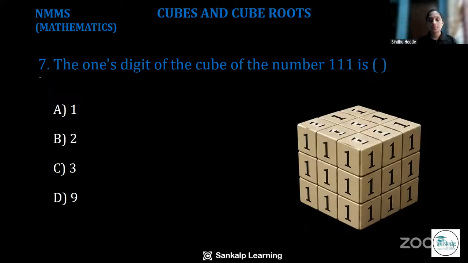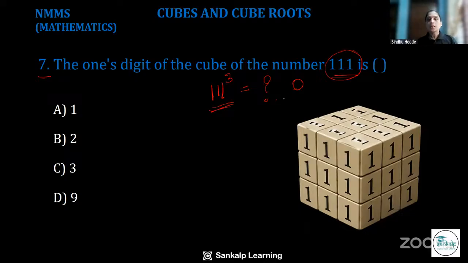Let us see question number 7. The ones digit of the cube of the number 111 is option A 1, option B 2, option C 3, option D 9. The ones digit of the cube of the number 111. So what is 111 cube, and what is the end digit of this cube number?